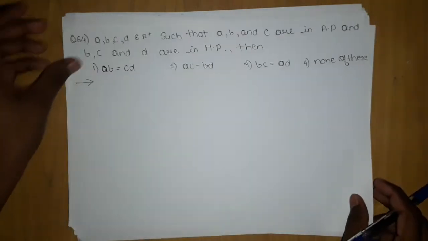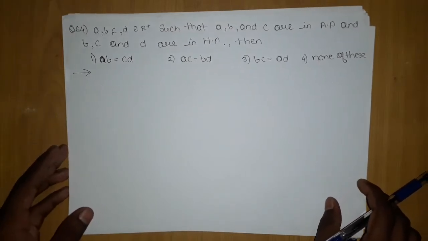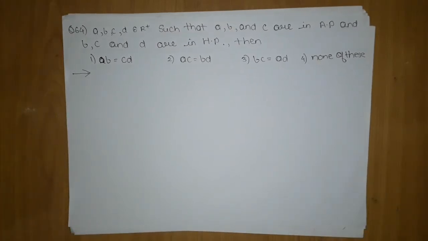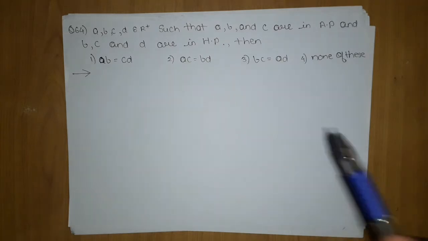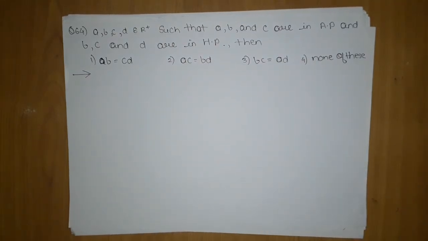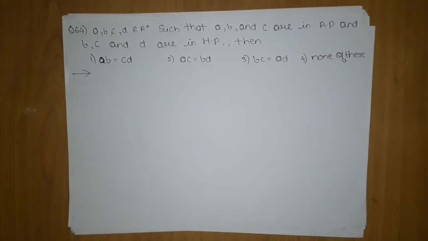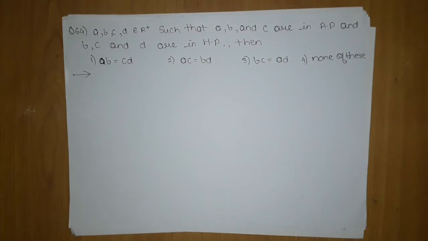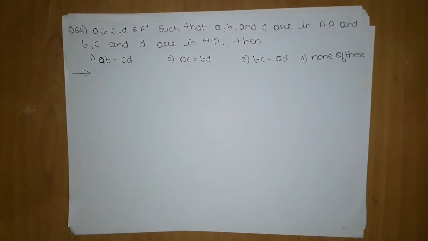So this is our next question, which is question number 64. It says a, b, c, d belong to R plus, meaning real positive numbers, such that a, b and c are in AP, and b, c and d are in HP. Then we have to prove the conditions: ab equals cd, ac equals bd, bc equals ad, or none of these. Fine. So how will we proceed?